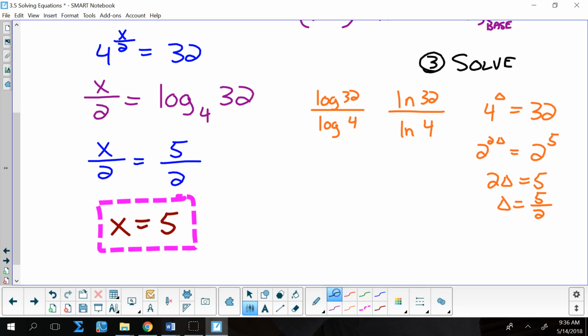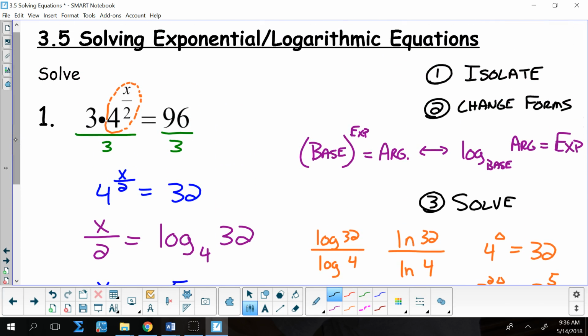And lastly, what I would do is a quick check just to see if I'm right. So I'd plug x back into my problem. 5 divided by 2 is 2.5, so I do 4 to the 2.5 power, get 32, then multiply that by 3, and I'd get 96. So quick checks just to make sure.